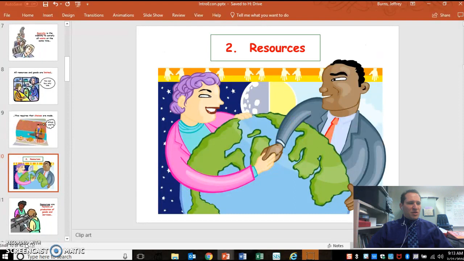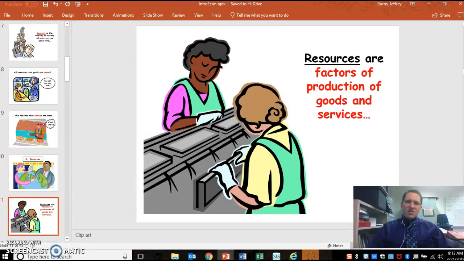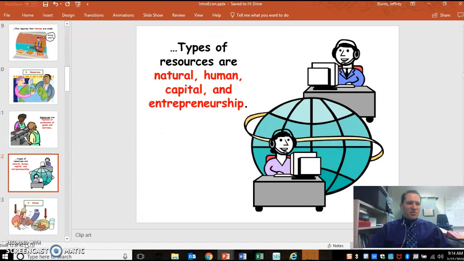All right, number 2 is going to be resources. What are resources? On that line to the right of number 2, you are going to write this: they are the factors of production of goods and services. So when you see the word resources and factors of production, they're kind of synonymous. We're going to use these resources to provide goods and services. Your 4 types of resources are human, natural, capital, and entrepreneurship.